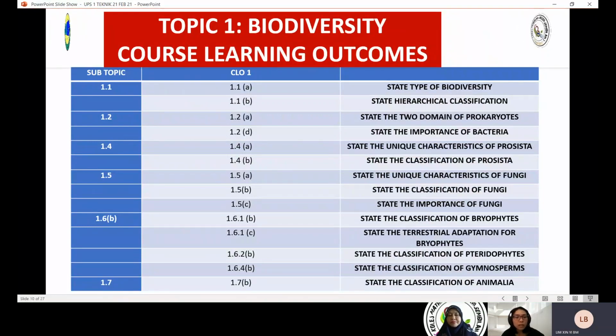Okay, sorry. So the subtopic which will come out in your chapter 1, it is 1.1 until 1.7. So the C1 and C2 level questions mostly is about state. State types of biodiversity, state hierarchical classification, importance, unique characteristic. So all these things you need to know. So Puan Norfaiza, anything to add on this?